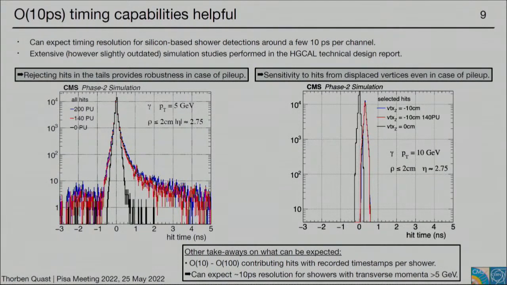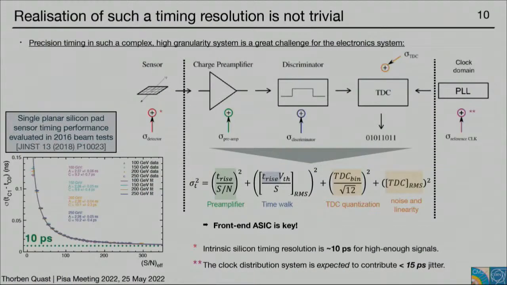Another prediction which was made at this time is that you should have of the order of 10 to 100 hits with a timestamp. And if you combine these timestamps for, let's say, a cluster, so for a single particle, you should have of the order of 10 picoseconds resolution for full showers in timing. So this is what you can still expect.